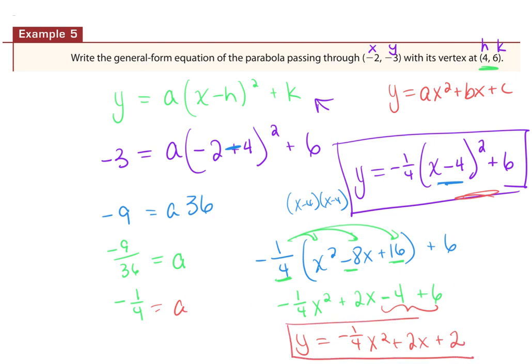And so given two points, you can actually also find it if one of those points is the vertex. If one of those points is the vertex, you can find it given those two points.